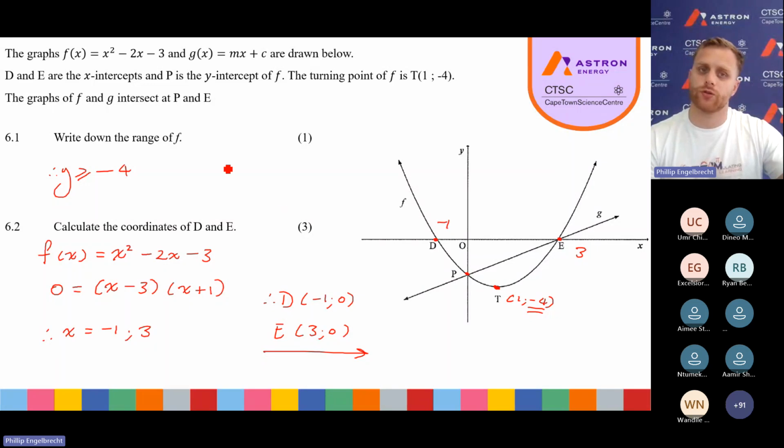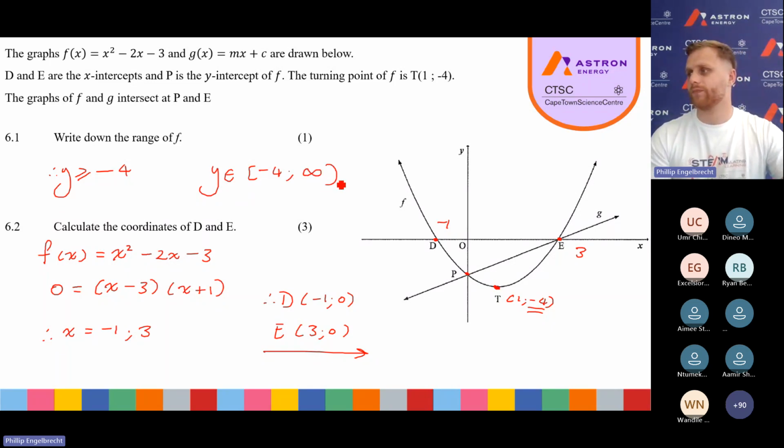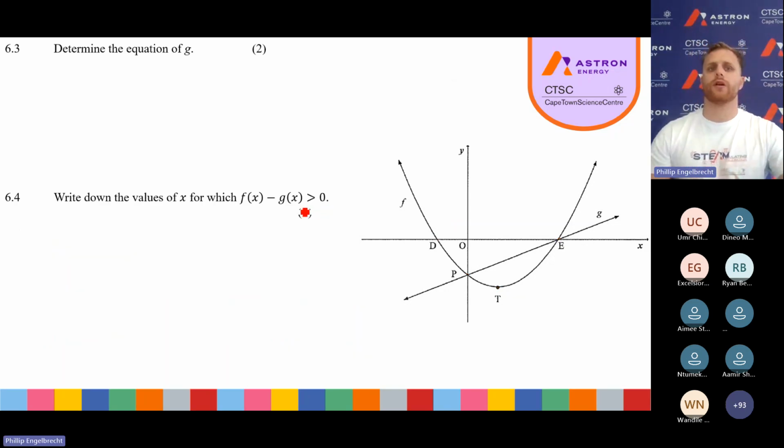Someone said for the range, you could have written it like this: y is any value between negative 4 and positive infinity, like that. Either which way, you would have gotten the mark. Anyways, so guys, those are the coordinates for D and E. Moving on, determine the equation of g. So I'm just going to write it down.